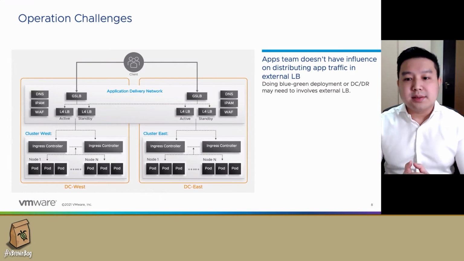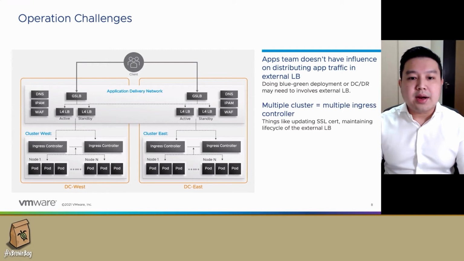In some cases, the apps team wants to change this distribution, let's say, into 80 and 20. So 80% goes into the West cluster and 20% goes into the East cluster. Typically, this is done when they want to do some kind of maintenance in the East cluster. So they want to take some of the nodes to do maintenance, patching, and all that. So the apps team needs to raise a request to the network team to change this distribution.